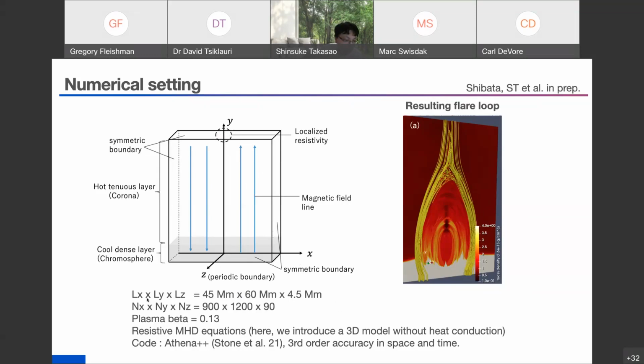The numerical domain size is as follows. In this talk, I mainly introduce a 3D model without heat conduction. We also performed a 3D simulation with heat conduction, and obtained quite similar results. But the 3D model with heat conduction is a lower spatial resolution model. So here I prefer to introduce a higher spatial resolution simulation without heat conduction.